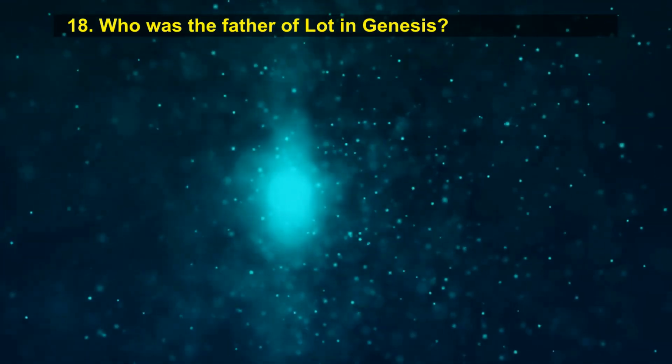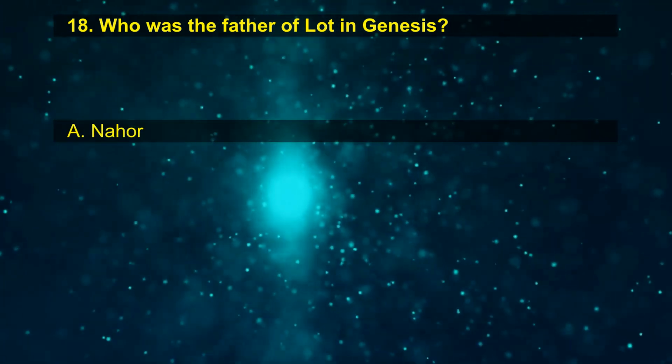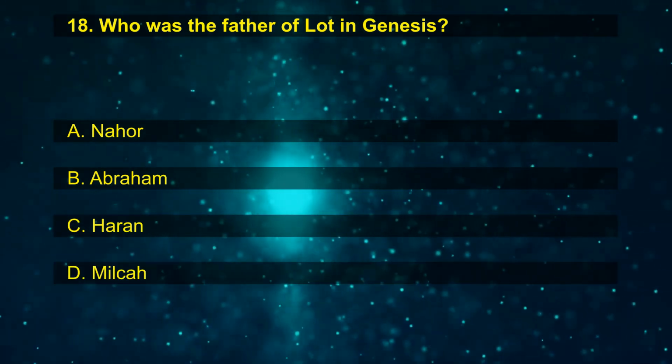18. Who was the father of Lot in Genesis? A. Nahor. B. Abraham. C. Haran. D. Milcah.